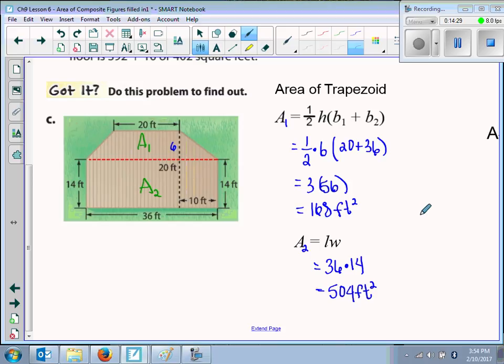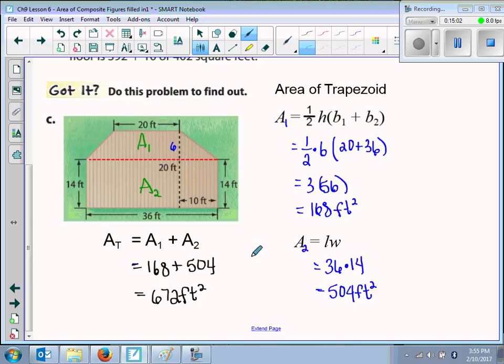Now, to find the total area, you add them together. Very good. So we are going to add 168 plus 504, and we will end up with 672. Very good. And that, of course, again is feet squared. Beautiful.